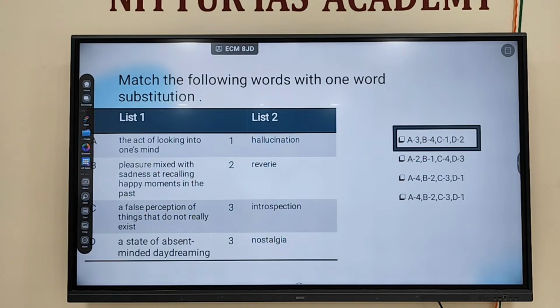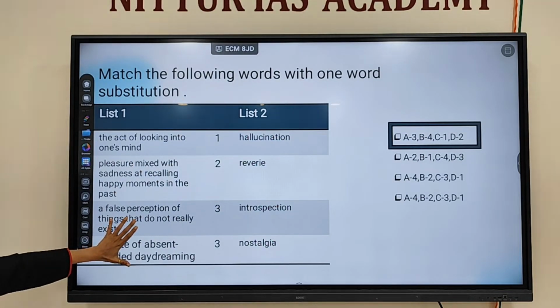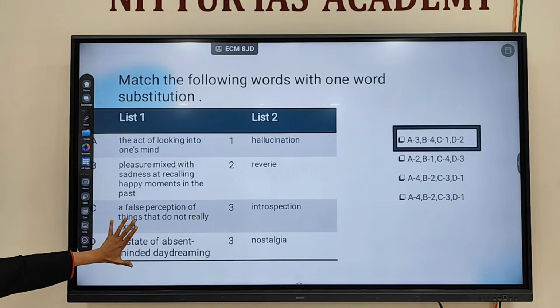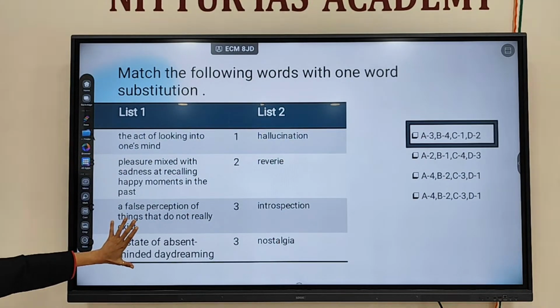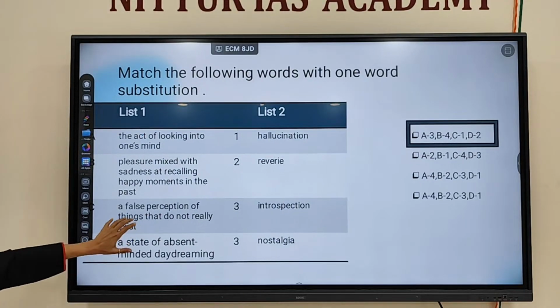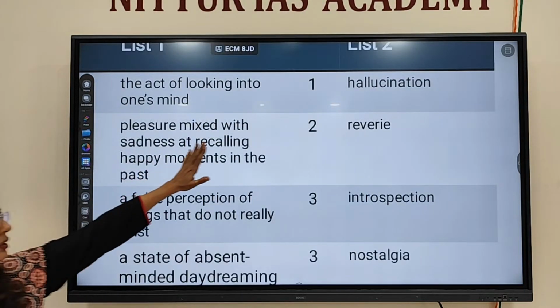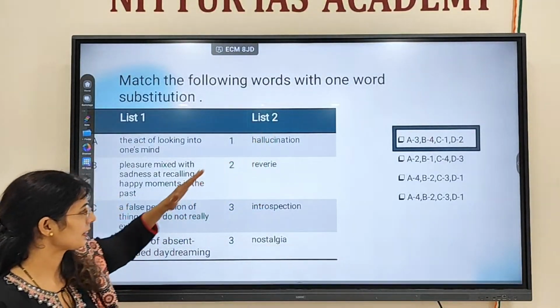Nostalgia means a sentimental longing for the past. Then what is pleasure mixed with sadness and recalling happy moments? I've already given you the answer. It's nostalgia. And hallucination is false perception. Correct, no option. The sentence that I said explains hallucination: the husband died, still she is hallucinating, means false perception of things that don't exist. That is hallucination. I gave a good example of hallucination already.